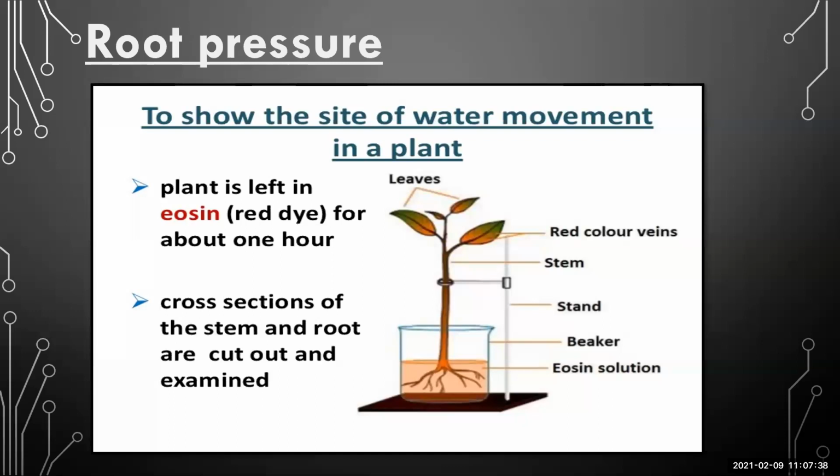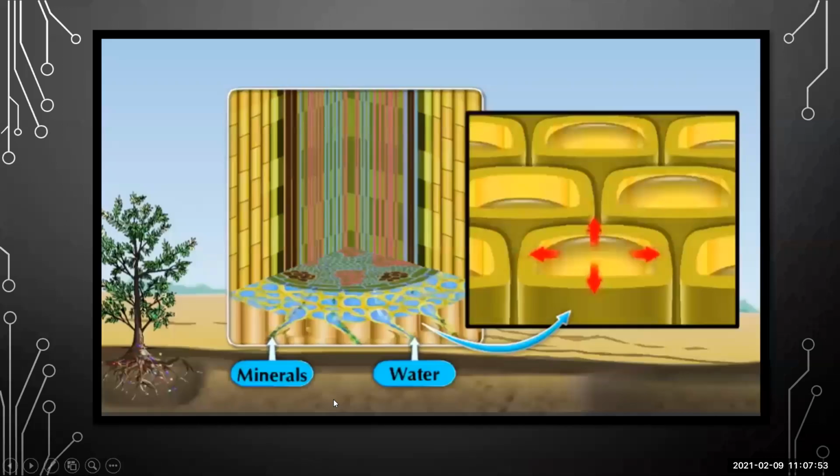Okay, we have already seen this experiment to show the site of water movement in the plant. What we have seen: the plant is left in red dye for about 1 hour, and cross sections of the stem and root are cut out and examined. We have seen that xylem turns red in color. Okay, now how this water moves upward, let's see root pressure. Now we will study about root pressure.